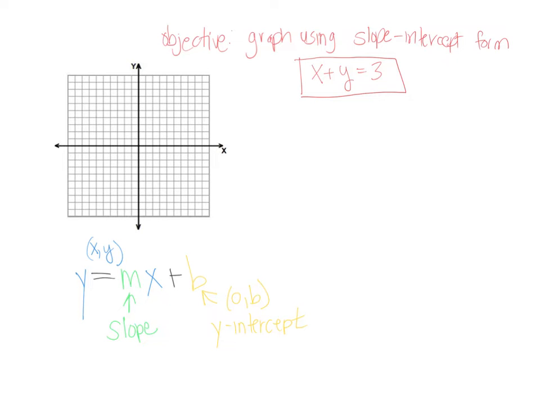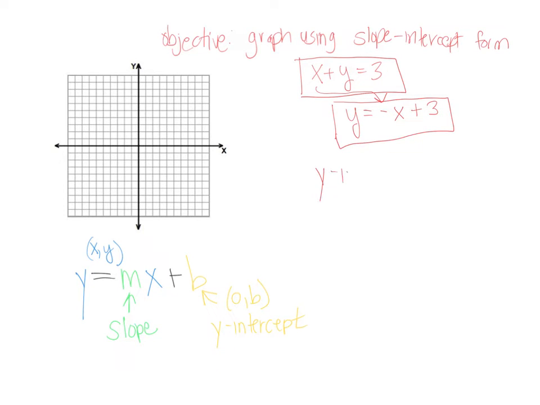So we want to solve for y, so we want y left on the left side of the equation by itself. So that means we need to bring x over, and if that x is positive when it comes over, it's going to be negative. And then we're going to drop down that 3. And so what we have here is our slope-intercept form.